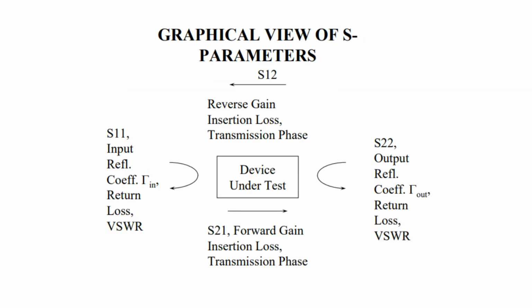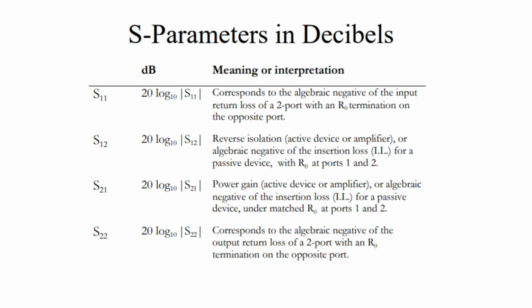So this is the graphical view of the S parameters. In the center we place the device under test. First S11 is the input reflection coefficient, return loss and VSWR, and S12 is the reverse gain, insertion loss or transmission phase, and S21 is the forward gain, insertion loss or transmission phase, and S22 is the output reflection coefficient, return loss and VSWR.